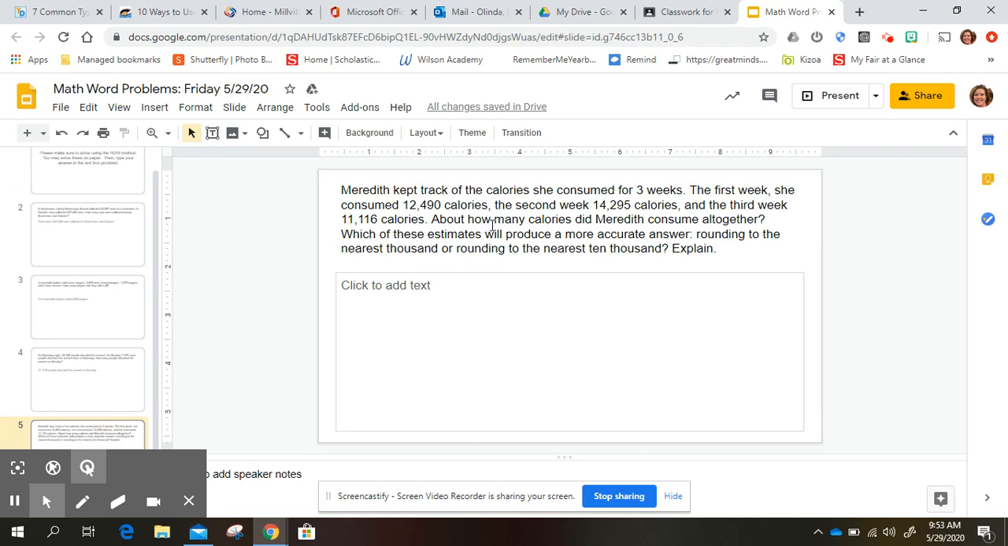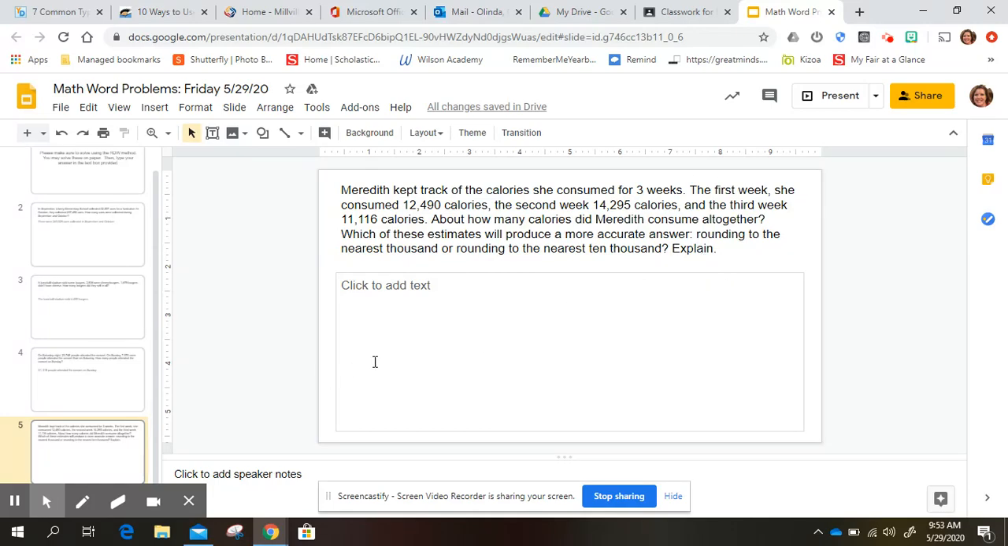Slide number 5, it's question 4. Meredith kept track of the calories she consumed for 3 weeks. The first week, she consumed 12,490 calories. The second week, 14,295 calories. And the third week, 11,116 calories. About how many calories did Meredith consume altogether? Which of these statements will produce a more accurate answer? Rounding to the nearest 1,000 or rounding to the nearest 10,000?